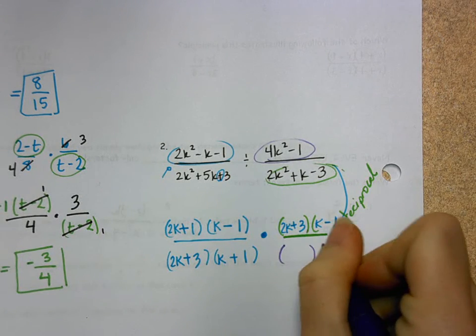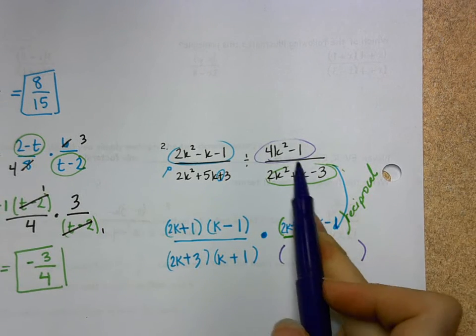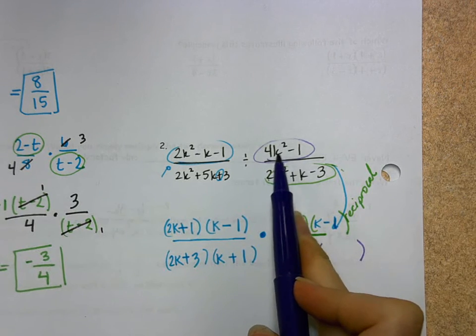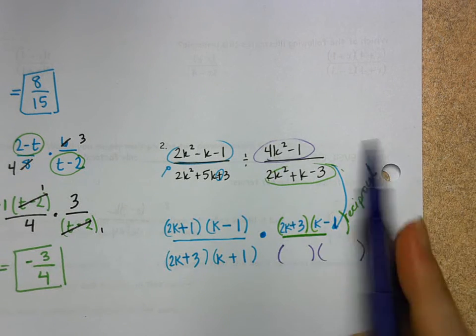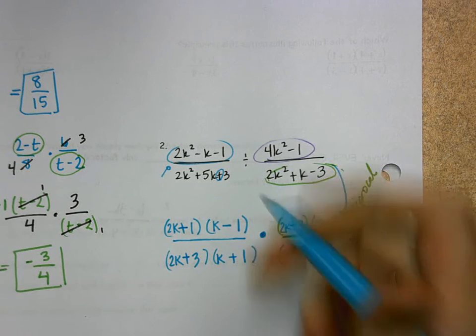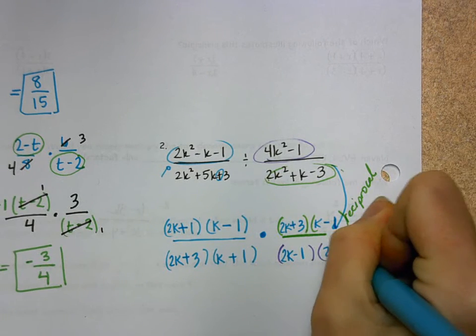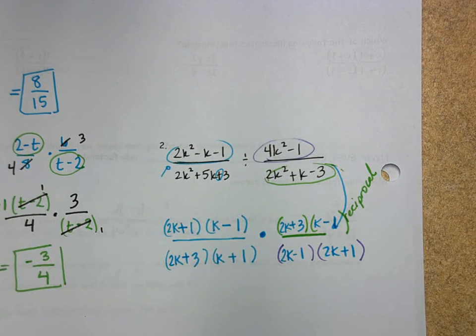And now I need to also factor this top expression. There's two terms, so I'm going to be looking for the difference of two perfect squares. And yes, this would turn into 2k minus 1 times quantity 2k plus 1. So I go ahead and put that in, 2k minus 1, 2k plus 1. And now I can look for common factors to cancel.